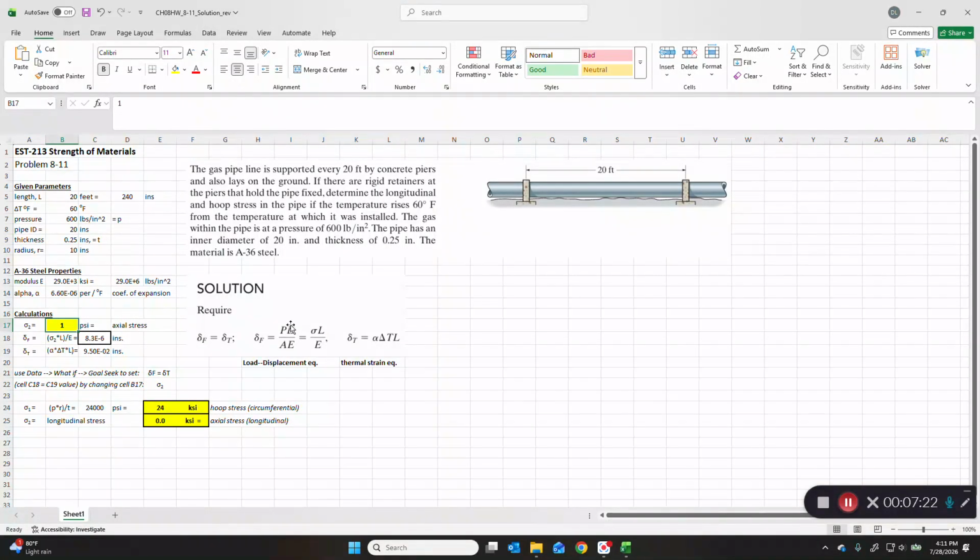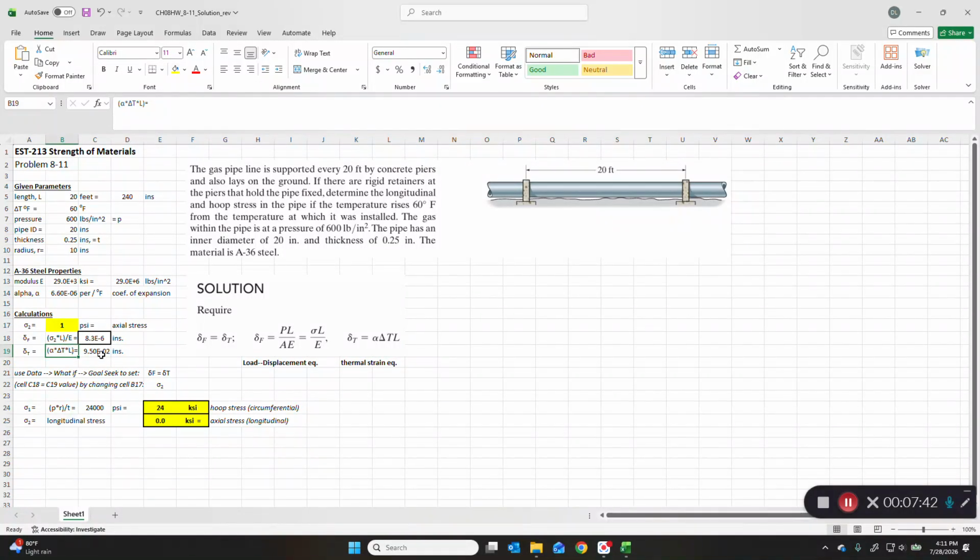Well, lambda f is PL over AE. There's your old friend, the load displacement equation. P over A in this equation is just sigma. So that's the unknown, sigma 2. And then for the thermal strain equation, which we saw previously in chapter 4, it's just alpha delta TL. So we know all those numbers, so that's great. So let's do that calculation.